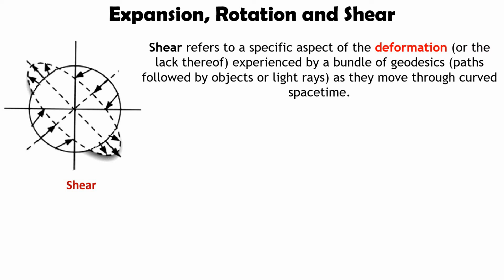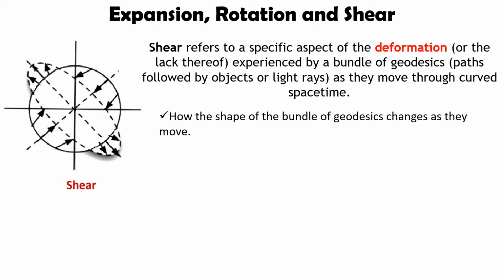shear. So shear refers to a specific aspect of the deformation experienced by a bundle of geodesics as they move through the curved space-time. Now, whenever I am talking of a bundle of geodesics, you should remember I am talking of a family of what we called just a few moments ago a congruence of timelike geodesics, a family of geodesics which are moving. Now there are a few important points in shear which we need to understand.